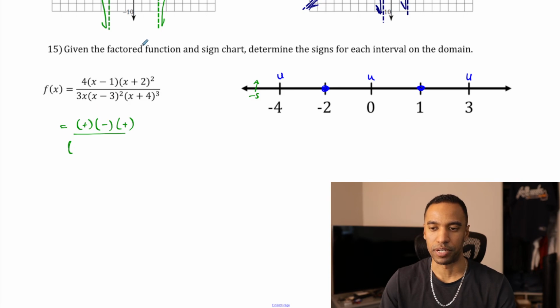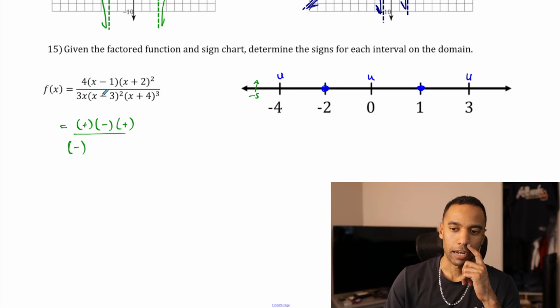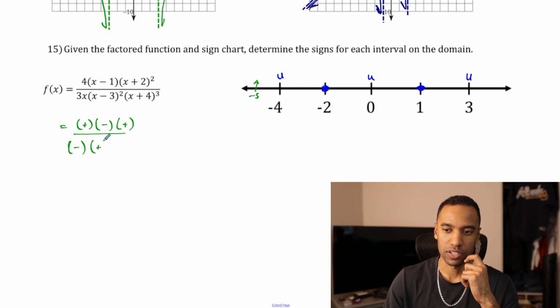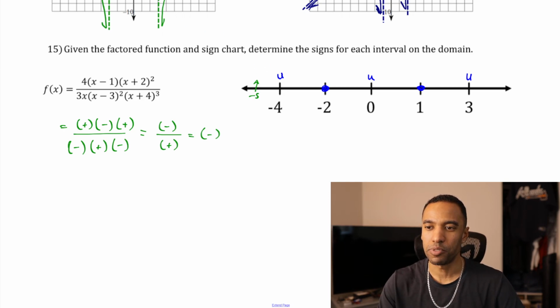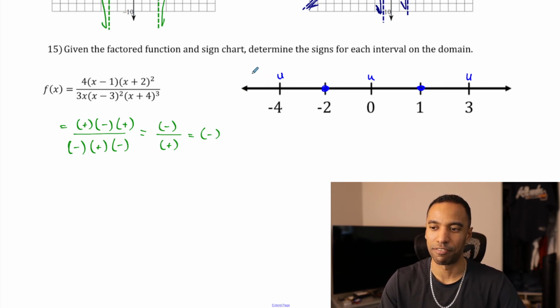Okay, fine. I'll do 3 times -5. 3 times -5 is negative. -5 minus 3 is negative, but squared is positive. And then -5 plus 4 is negative. Cubed is negative. So you get positive times positive, which is negative, over negative times negative, which is positive, which is negative over positive is negative. So when you substitute -5 in here, you get a negative result.